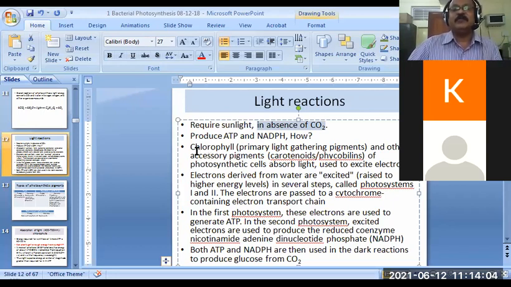That is where we should understand the role of the photosynthetic pigments. The primary pigment is chlorophyll a or chlorophyll b, and then there are accessory pigments which help in the gathering of light. These accessory pigments are, for example, carotenoids or phycobilins. Because of the absorption of light, electrons in the primary pigment are excited.